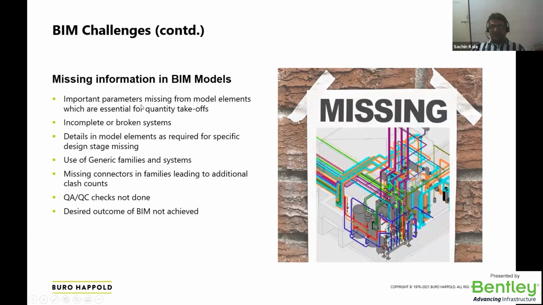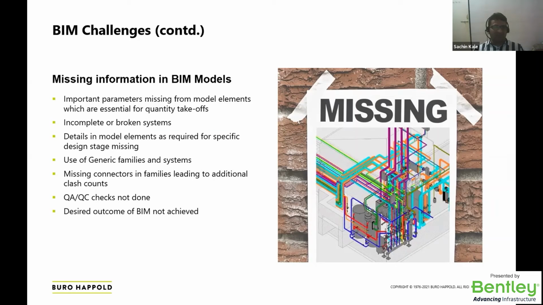Missing information in the BIM model. Again, this is the biggest challenge that the industry is facing. People tend to model things in a rush, but the model that goes out doesn't have the required parameters. When I say required parameters, it comes to the quantity takeoff parameters, the 4D, 5D parameters, and the broken systems, which then lead to incorrect BOQs as well. The families or the parameters the family contains are also generic or wrong, which are not aligned with your BOQs, your schedules or your 4Ds, 5Ds.